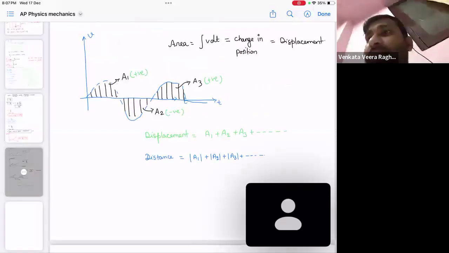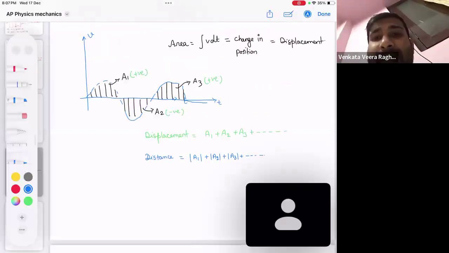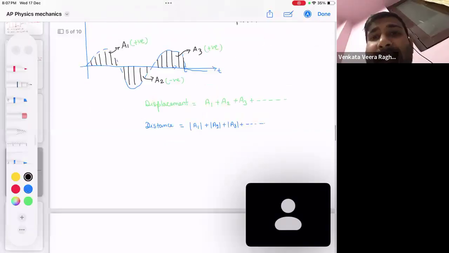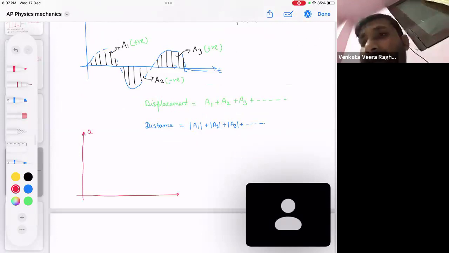Now, one more is there. The next one is acceleration versus time. Let's see what the area of the acceleration versus time graph represents. This is the acceleration, this is the time. Can you tell me what this area is going to represent? So here, what does area mean? Does it mean integration of a dt?